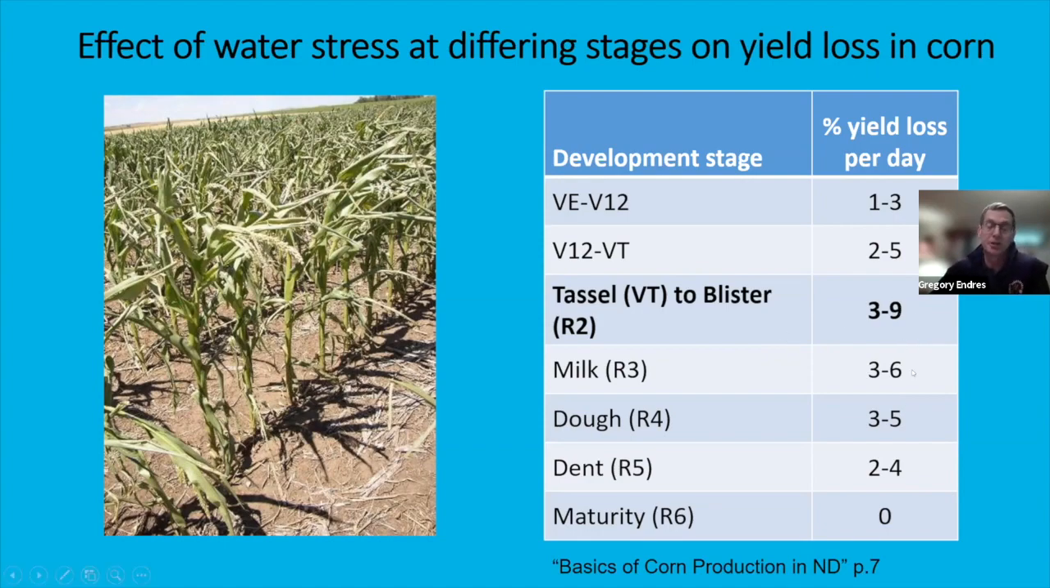But it continues. There's still significant yield reductions later on in the reproductive stages, milk, and actually even up until the dent stage. So we want to emphasize this because it's probably our number one corn production challenge in North Dakota. And you need to figure out how to minimize this. Maybe it's a reduction in tillage. Maybe it's certainly hybrid selection. And there's certainly other management factors as well.